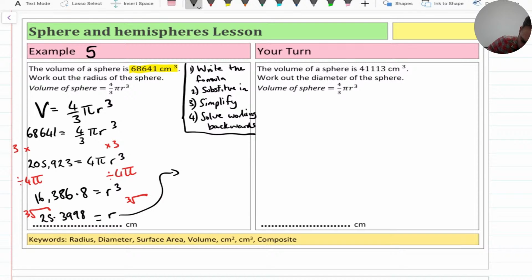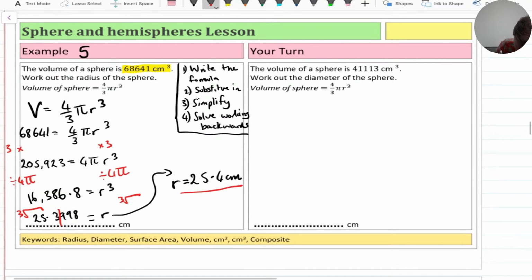Now remember, I need to round this to one decimal place, so I need a line after there. This one here is going to be equal to, my radius is equal to 25.4 centimeters, like so.